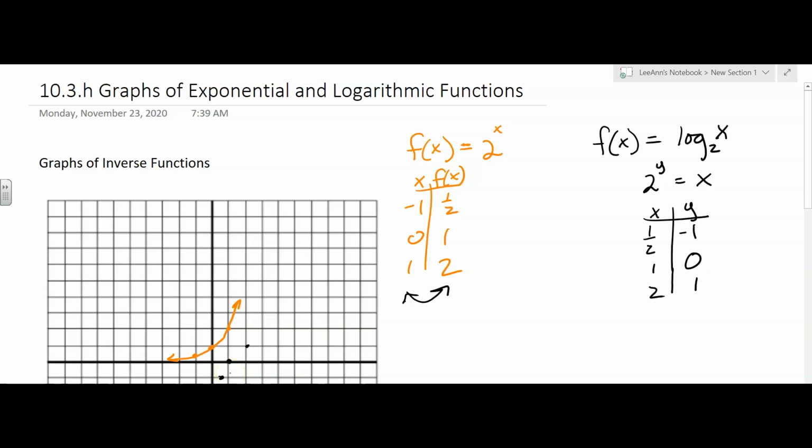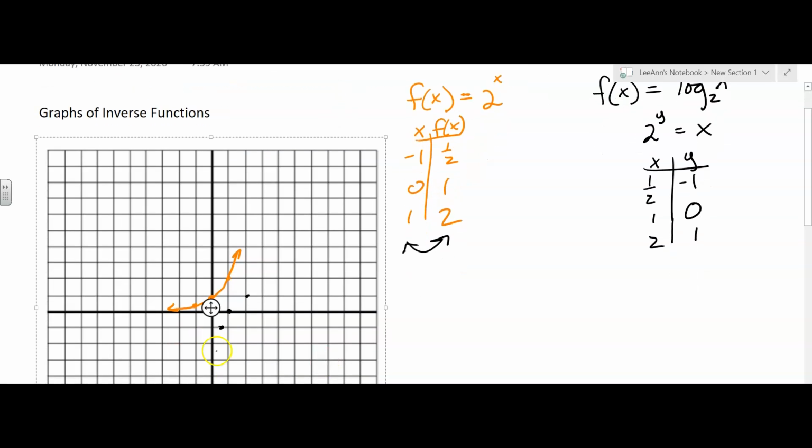So it goes, let me scoot it up a little bit. It goes like this. Now, if we were to draw the y equals x line, that diagonal that goes through, and you were to fold your paper on that diagonal, that green line, the points that are orange are going to line up with the points that are black. And that's what inverse functions do when you graph them. They're symmetric about that diagonal line.